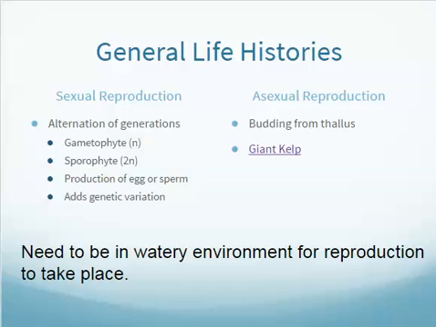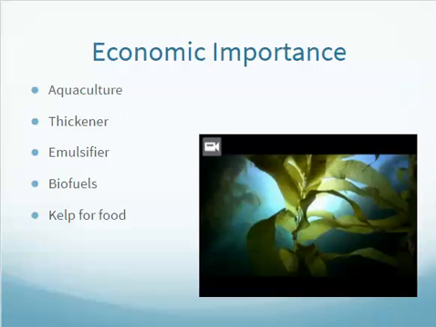So they had to adapt to be able to reproduce out of the water, and that's where the flowering came about. So there's asexual reproduction, and that's when there's budding from the thallus. So on the thallus, a bit of it comes off, and from that, a new plant grows. That's asexual. Giant kelp does that. Then there's sexual reproduction, and the sexual reproduction has this alternating generations of producing gametophytes and sporophytes. And it adds this genetic variation to them as they continue to grow and to multiply.